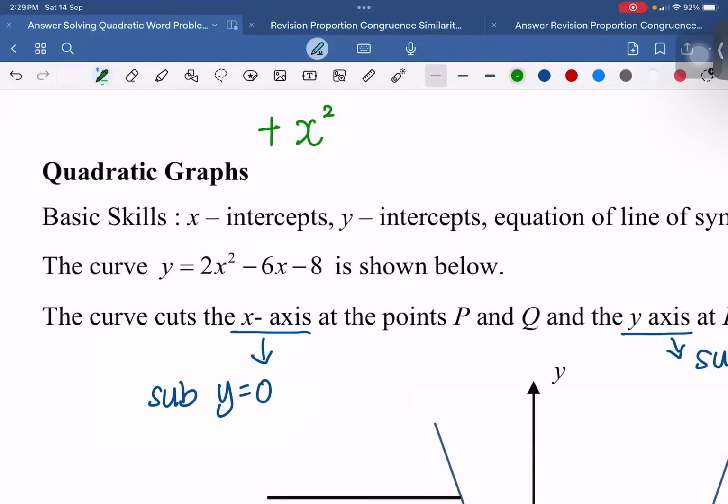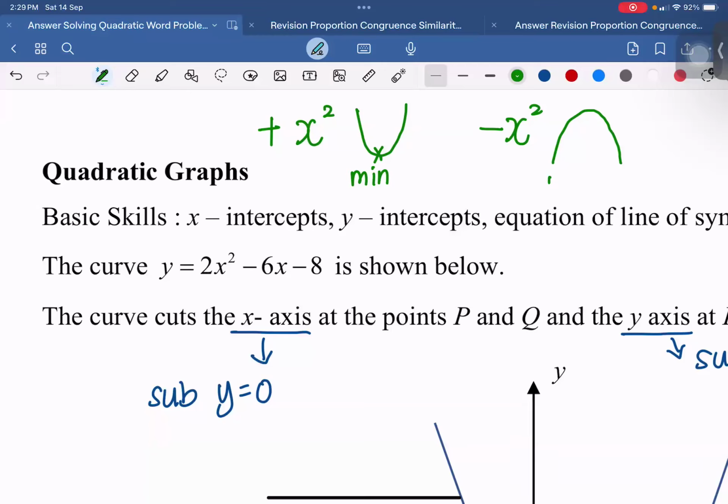is it a happy face or a sad face? Anyone? Or you can type your answers. Yes, thank you. Positive x squared is a happy face. If I have a negative x squared, this will be a sad face. Next one, happy face, positive x squared. Is it a maximum or minimum point? Okay. Minimum point. Thank you. Then what about the sad face? Sad face will be what kind of point?